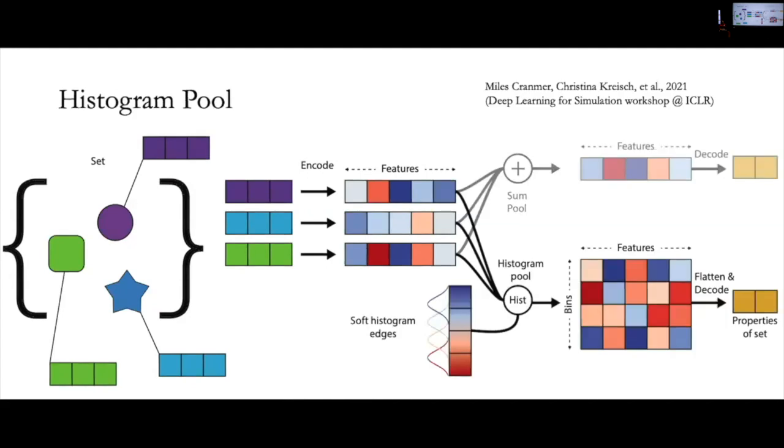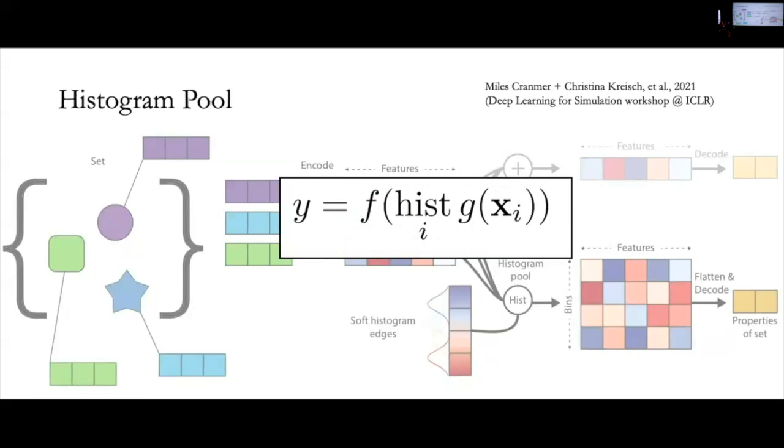What we propose to do in this paper from this year is, instead of the summation, why don't we do a histogram? Along every element, you do a separate histogram. So now you have a histogram for every latent feature. We use soft histogram edges so we can learn that mapping. At the end, we have this histogram for every feature, and then we decode from that n-dimensional histogram.